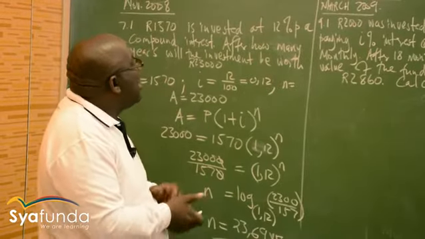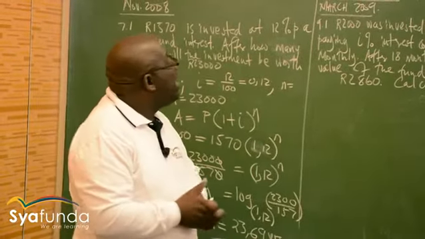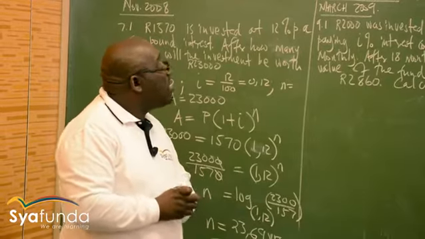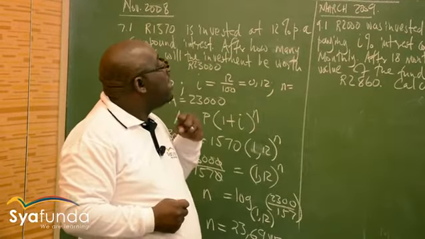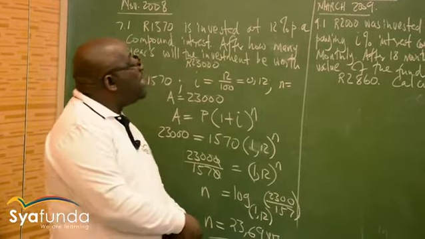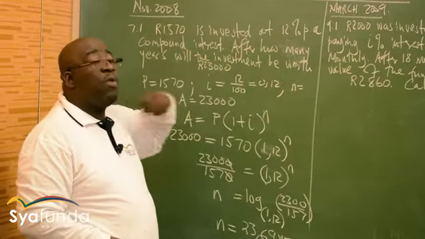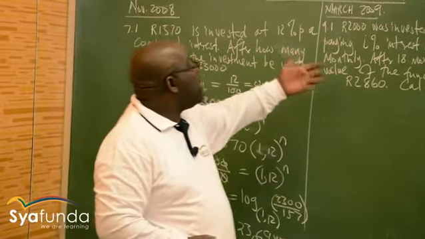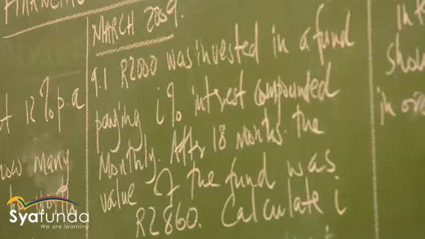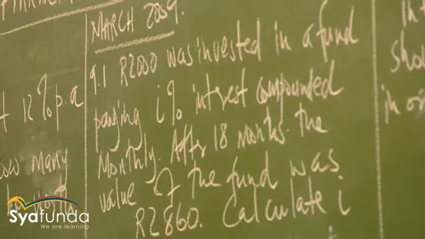The next example here was taken from March 2009. It was question 9.1. This was the supplementary exam. It says 2,000 was invested. Now we're given another value here. It is the same thing. An amount of 2,000 was invested in a fund paying interest.